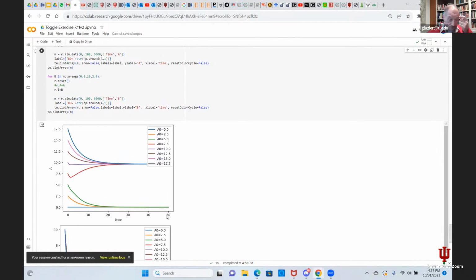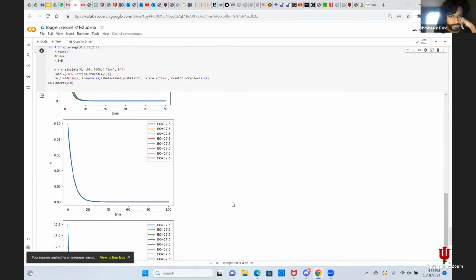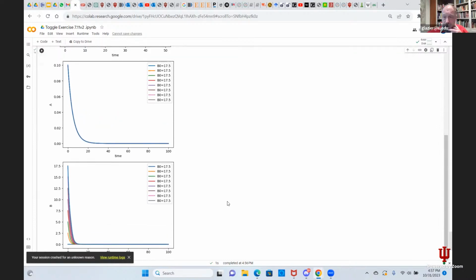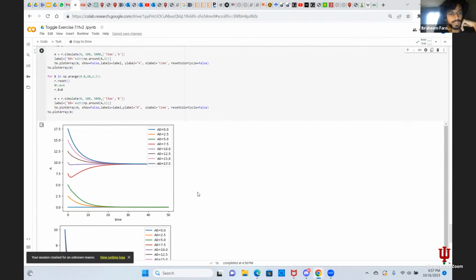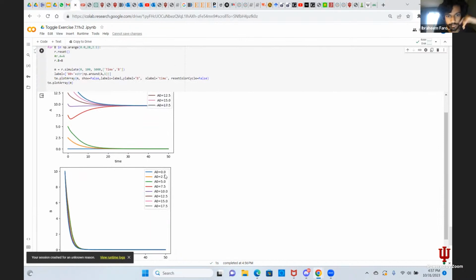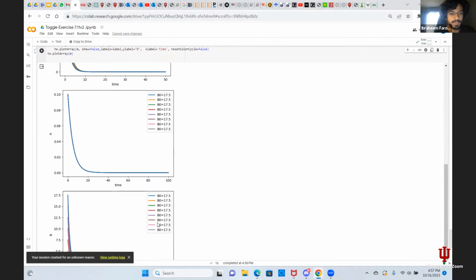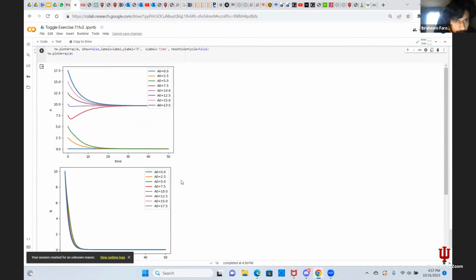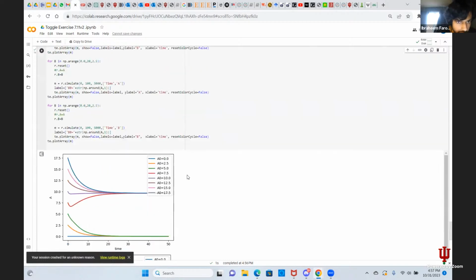Let's see. So the first one should be the same. The second one is plotting B versus time. And so you're saying that the value of B is always small, even if A is small. Is that right? In these first two graphs, A0 is changing, so A doesn't matter. So this is what we'd expect. But this is if we're changing B. Is it only plotting B equals 17? Why would it do that?